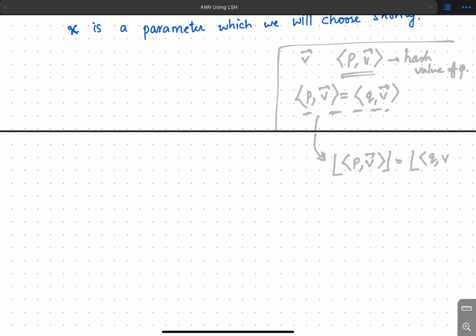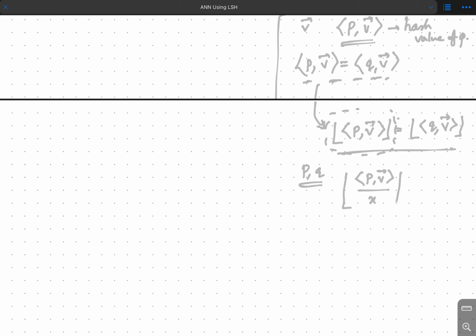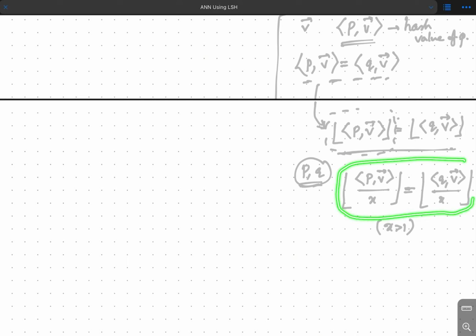Now if p and q are close, then there is at least a good chance that this is going to be true. So we can take this as our hash function. But we need not stop there. Let's say p and q are close, then for some x greater than 1, this is going to be even closer. If x is greater than 1 and p and q are close, then the chance that this is going to hold grows with bigger x.